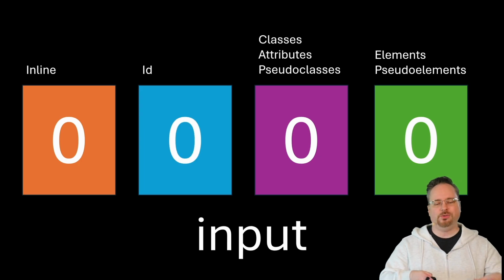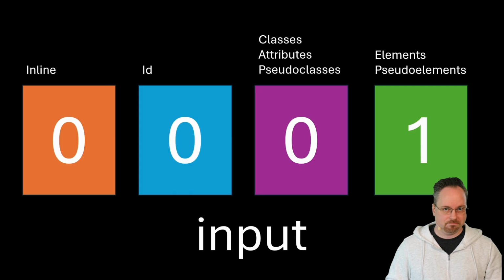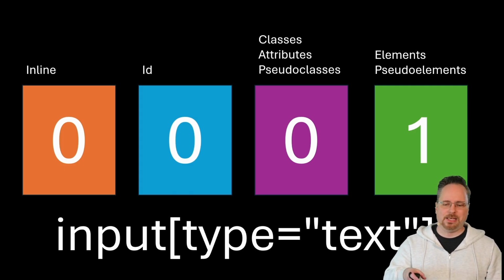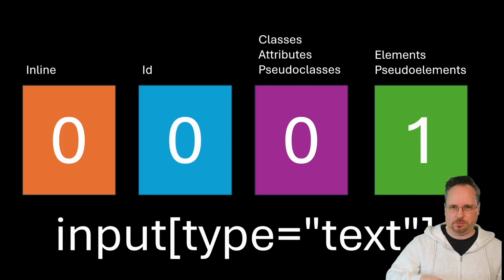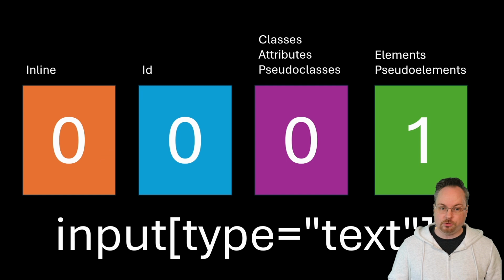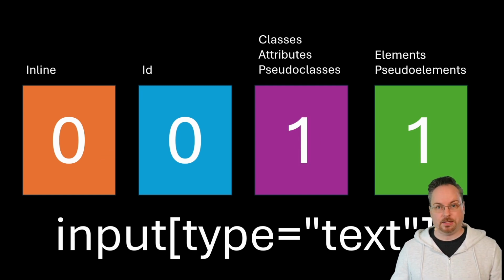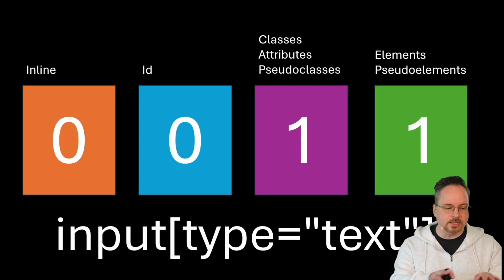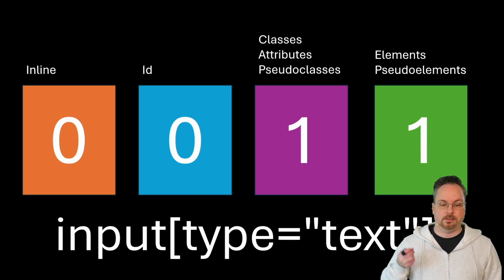So let's say we're using input as a selector. The input is an element. Great, perfect. But what happens if I add a type equals text? Now we're adding attributes to this as well. And attributes, those are in the purple box. So that would give us 11. So the specificity of this selector is 11.